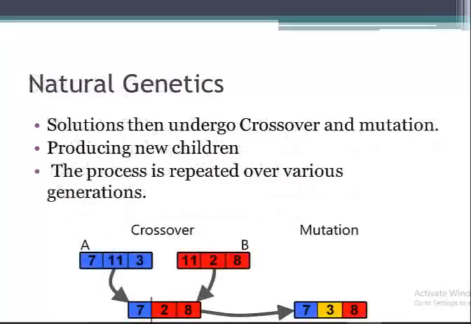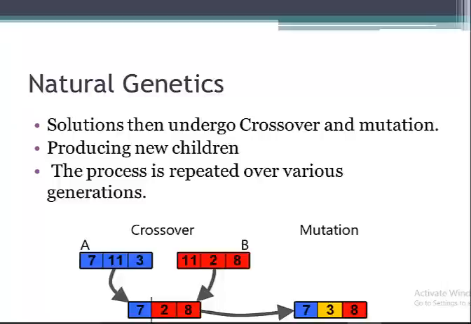Okay, so one of the things which I highlighted in the definition was natural genetics. Now, this is very, very important to understand in order to understand the working of genetic algorithm. Genetic algorithm finds the optimal solution by applying the concept of natural genetics.